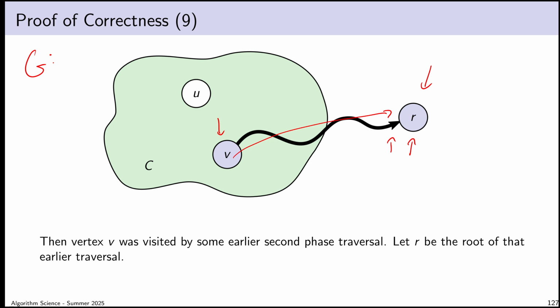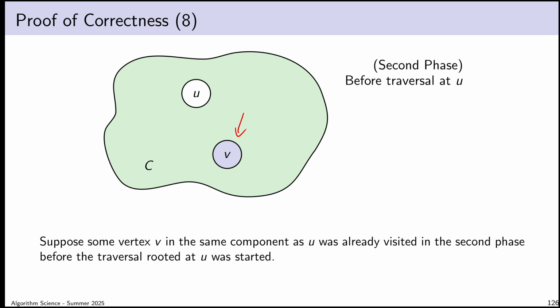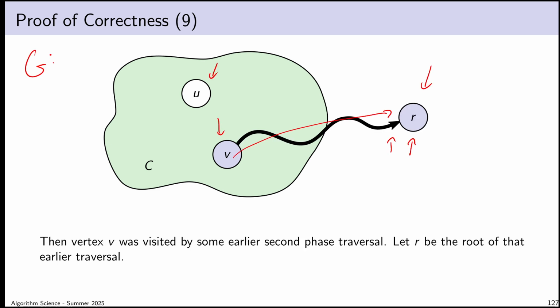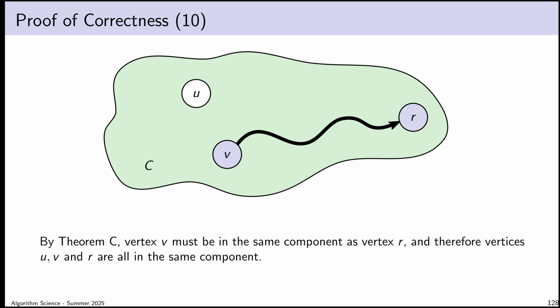The contradiction is going to be that I'm going to show that basically vertex U was already visited, which means I never needed to do a traversal at vertex U. That's the contradiction I'm actually going for. Because the theorem was, if I do a traversal at vertex U, I visit everything in the component. I'm going to show that either that's true, or I didn't need a traversal from vertex U to begin with.